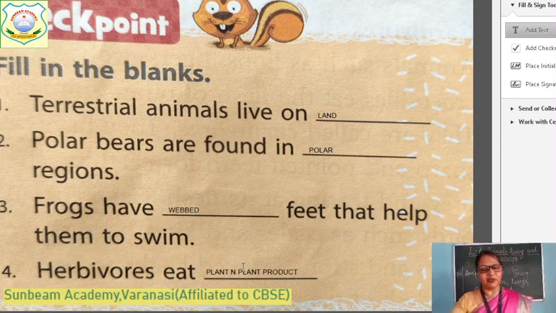Okay? Terrestrial animals live on land. Polar bears are found in polar regions. Frogs have webbed feet that help them to swim. Herbivores eat both plants as well as plant products. In the book, it is on page number 66. You will complete that from page number 66.